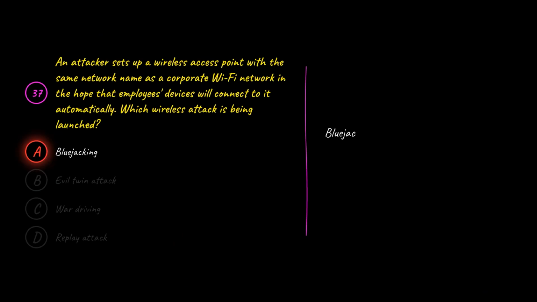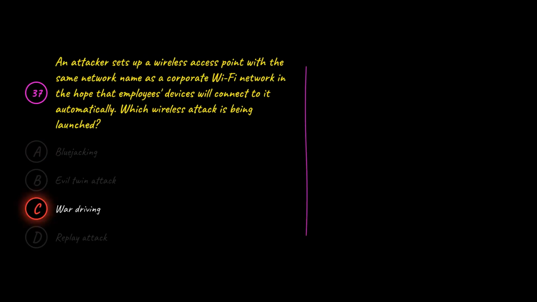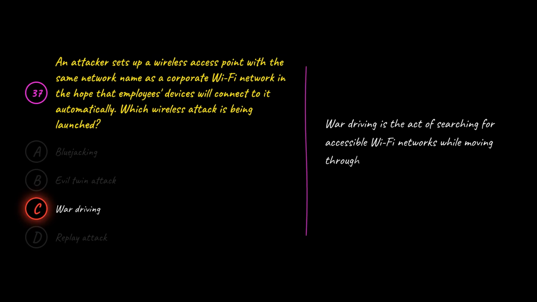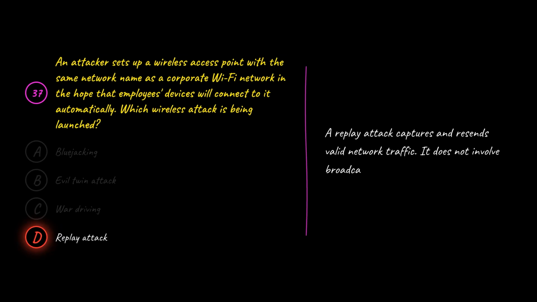A is wrong because bluejacking sends unsolicited messages over Bluetooth and is unrelated to Wi-Fi network name impersonation. C is wrong because war driving is the act of searching for accessible Wi-Fi networks while moving through an area. It does not involve impersonation. D is wrong because a replay attack captures and resends valid network traffic. It does not involve broadcasting a duplicate network name.